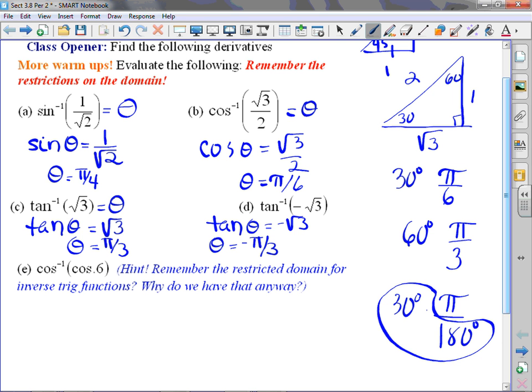Tangent of theta equals negative square root of 3. The square root of 3 over 1. Pardon? No. We can only have one answer. So if I allowed it to be in the second quadrant, I'd have 2 answers. That's correct, but we restrict the domain because I don't want to have more than one answer. If you put it on your calculator, how many answers will you get? No, 1. Because your calculator is a function machine. It's a function.